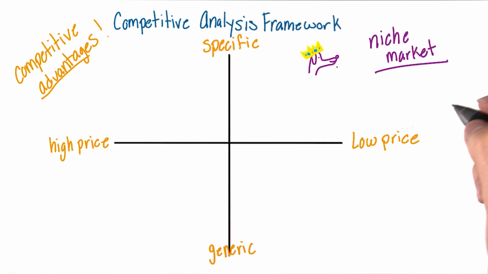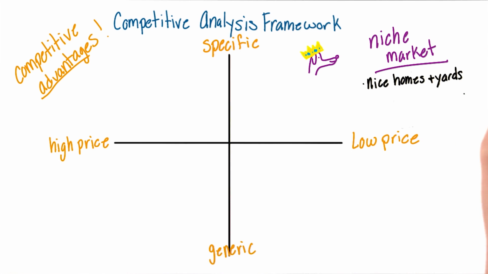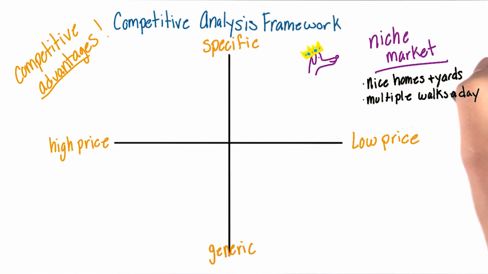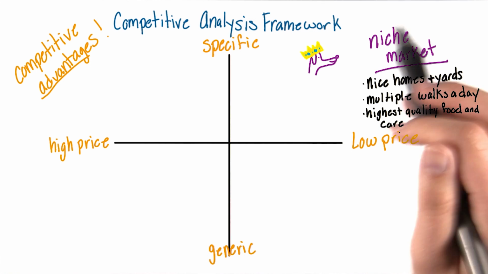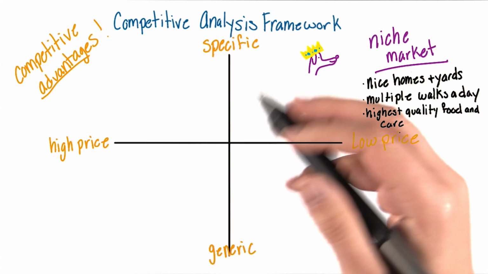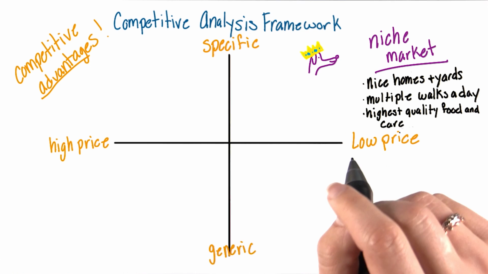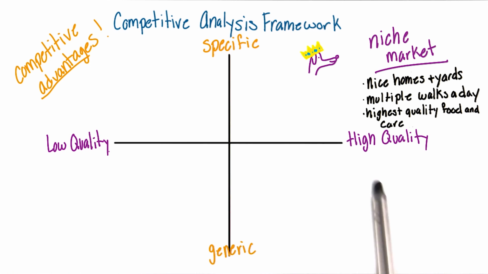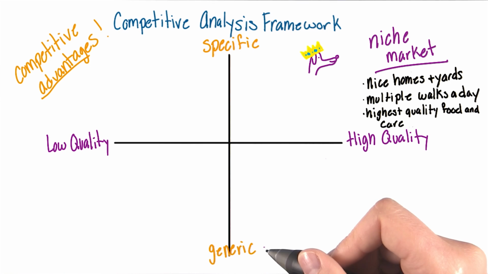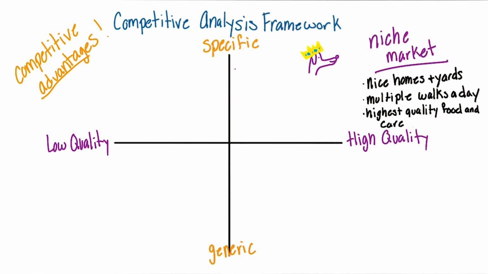We're going to offer high-end services. We'll only accept sitters who have nice homes and nice backyards. Those sitters must take the dogs on multiple walks a day, and the sitters must only offer the highest quality food and care for the dogs. For the more refined Barkment, we chose a grid that includes one axis for quality. Let's change that now. One axis for quality, so we have high quality and low quality, and we're going to keep the specific and generic axis.